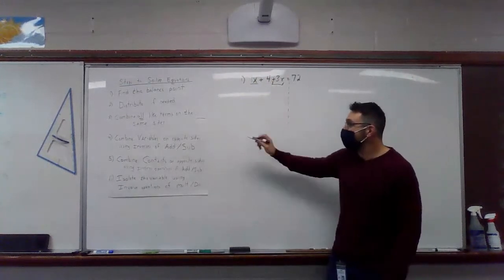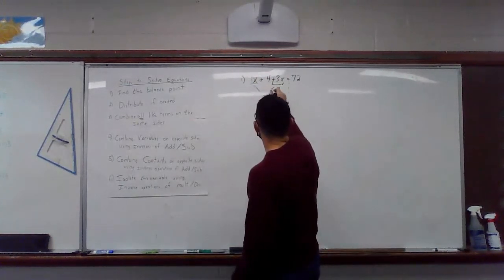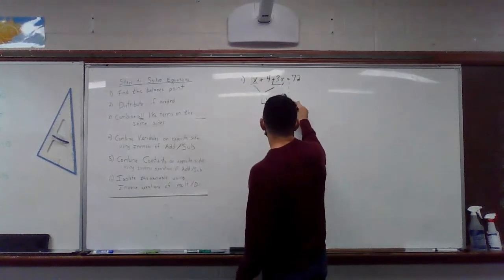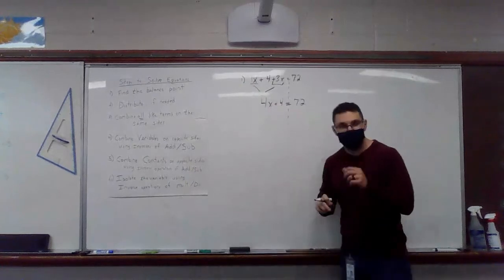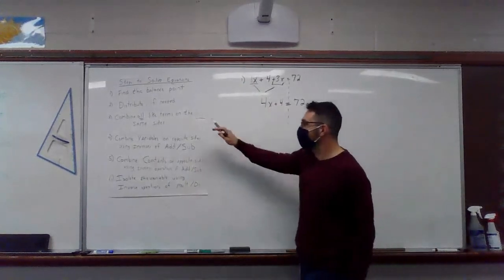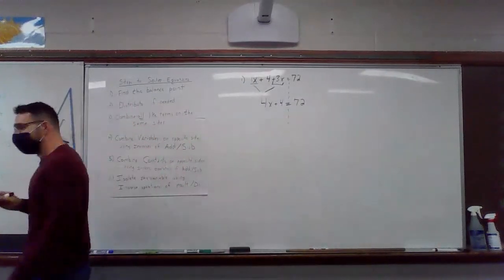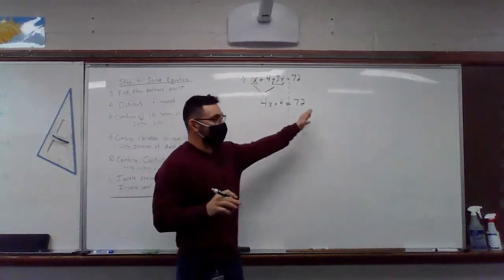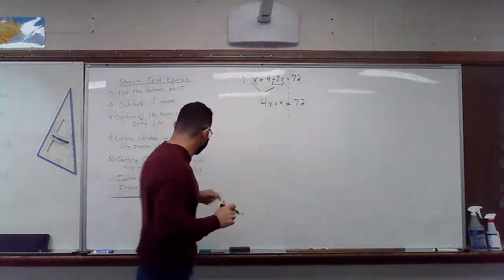So because we're doing it on the same side, we just do what it says. 1x plus 3x is 4x, plus 4 equals 72. So I've now done step 3. Step 4, combine variables on opposite sides. Do I have another x on this side? Okay, then we're done with step 4.